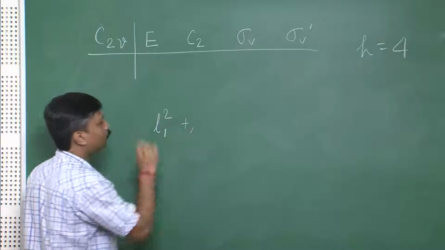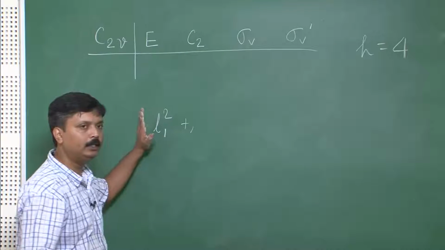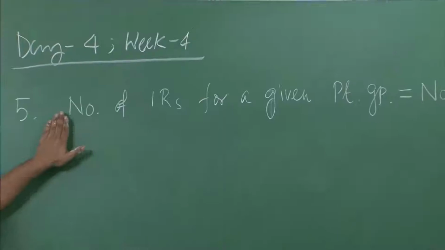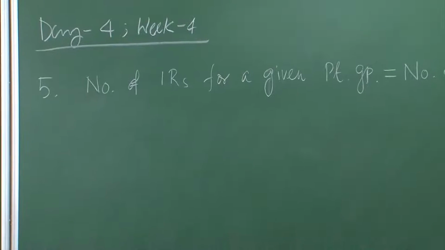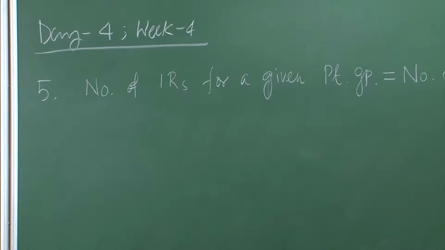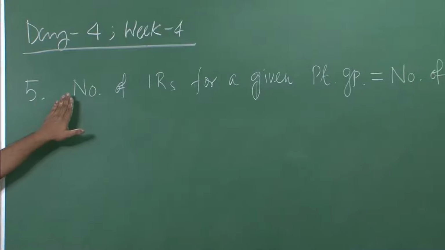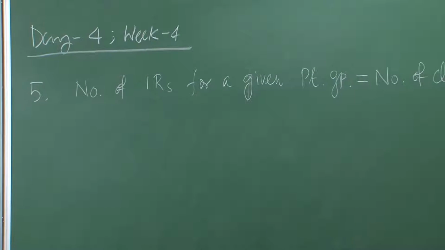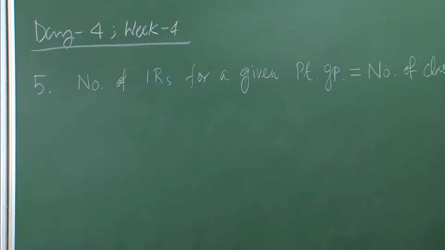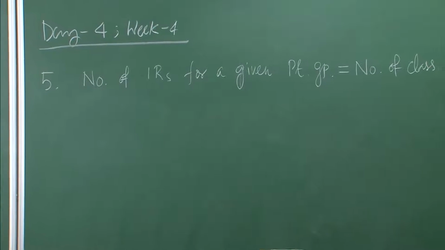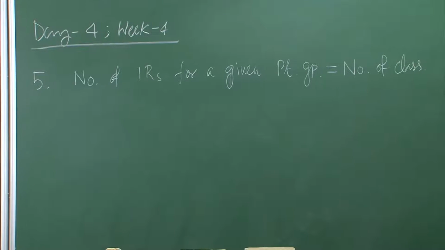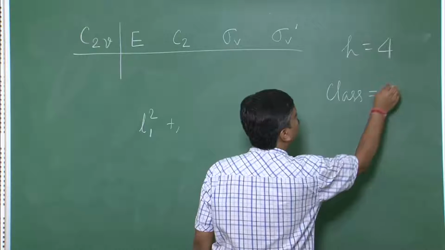now before even going here, I can take the help of this particular rule, that will really help me. How? I will know the number of irreducible representations that is possible. Here I have 4 different classes, so the number of classes is also 4.